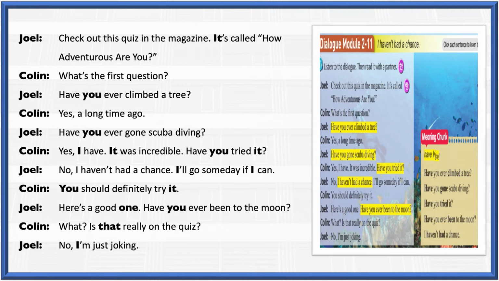Here's a good one. We don't know what one is. Question. Yes. Question. Have you ever been to the moon? So have you, Colin, ever been? What is that? That is the good one. The question. No longer good one. It sounds like. Yes. So what I'm going to do here is just expand the dialogue a little bit.